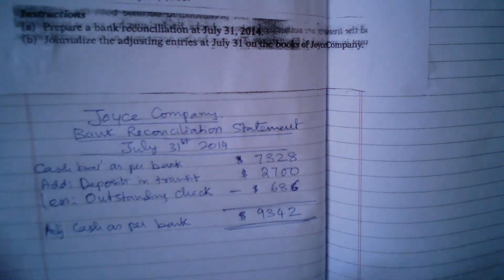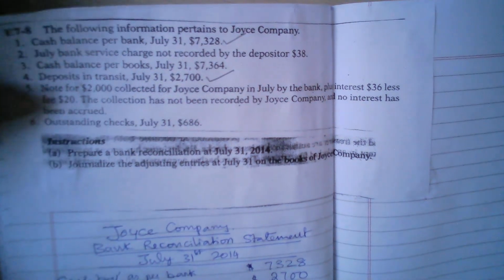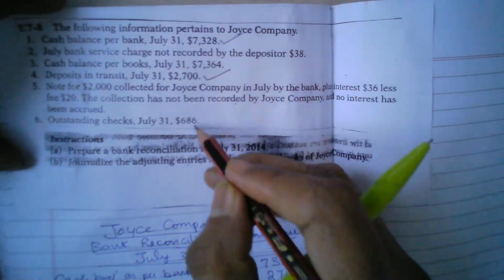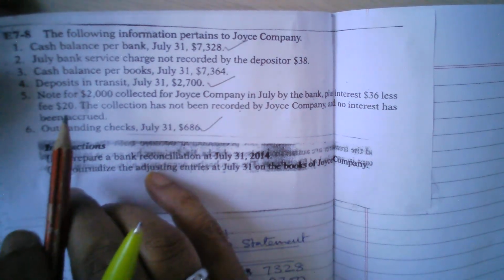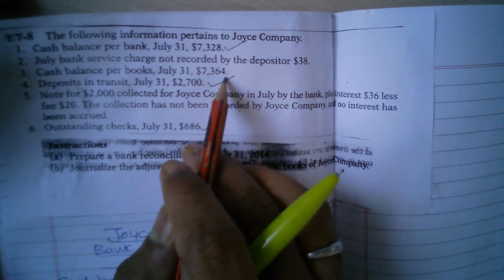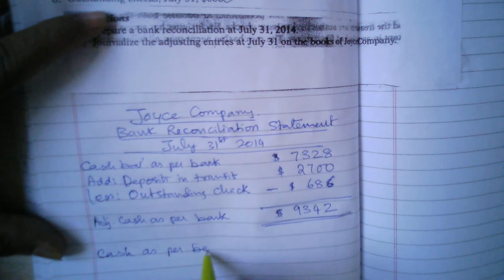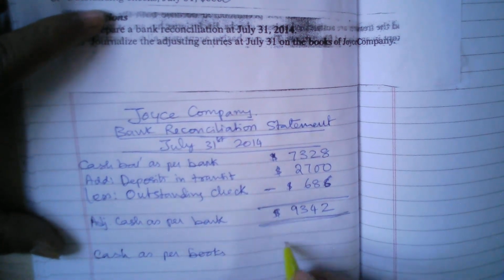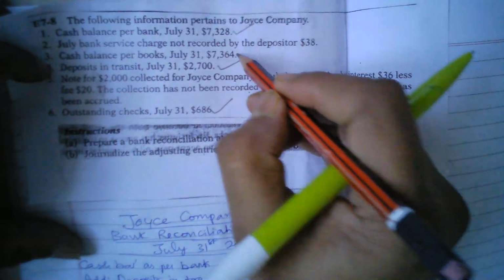Okay. So now let us come to the company side and do the company side transactions. So here the 6th point is also utilized. What we have on the company side, look at the 3rd point, cash balance as per books, 7364. So I will utilize this amount. So cash as per books, that is 7364. So I have utilized this information.